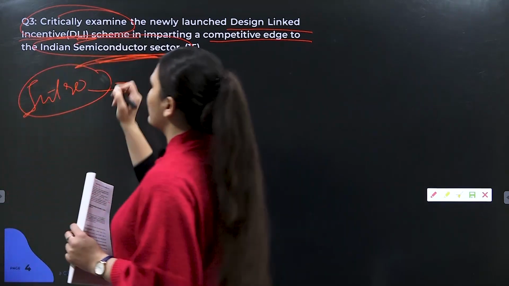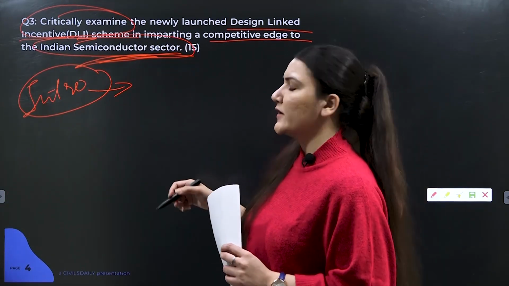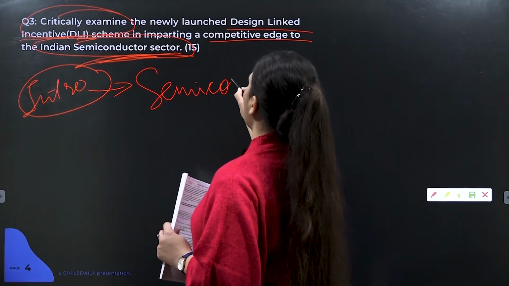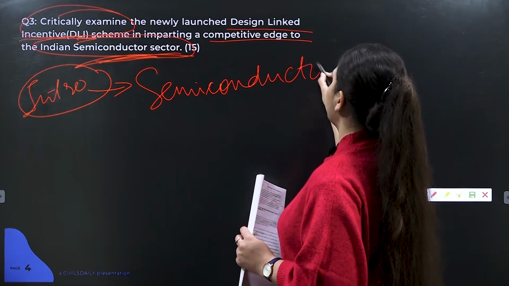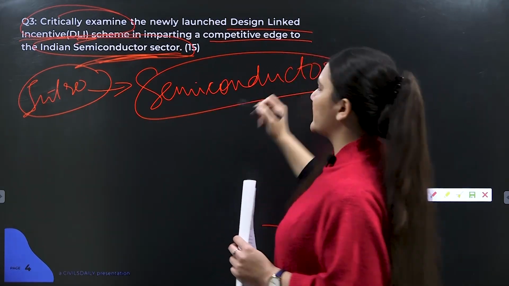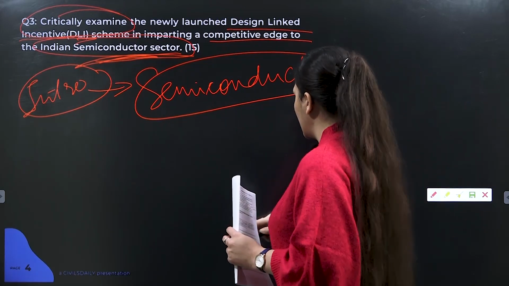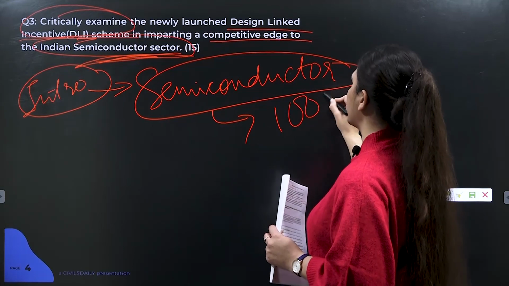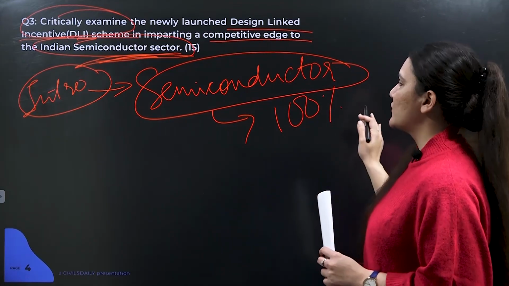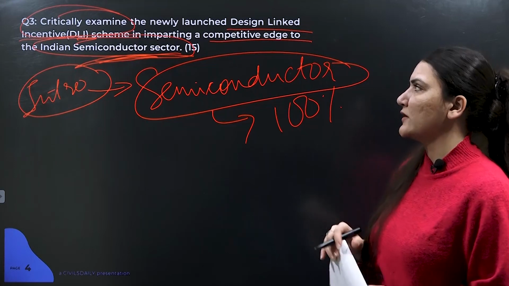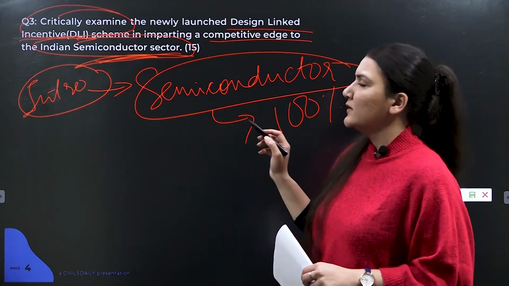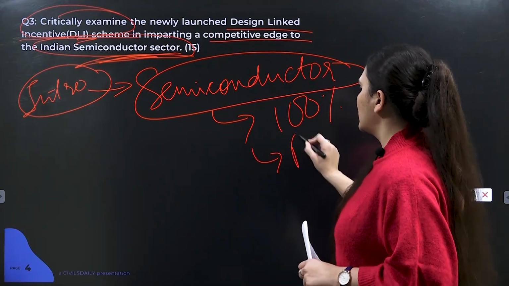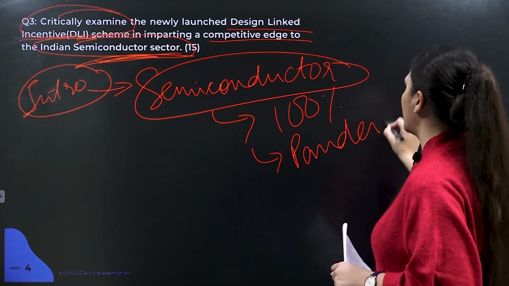In the introduction, you can briefly describe what semiconductors are and what the semiconductor sector is all about. Semiconductor is basically the core of all electronics, and in India we import 100% of semiconductors from outside, which shows the abysmal state of the semiconductor sector and also shows the opportunity for India when it came to the time of the pandemic.